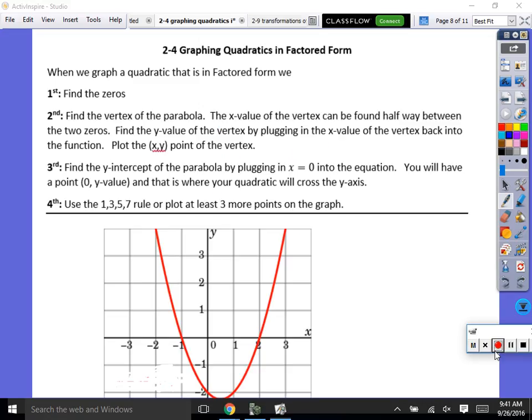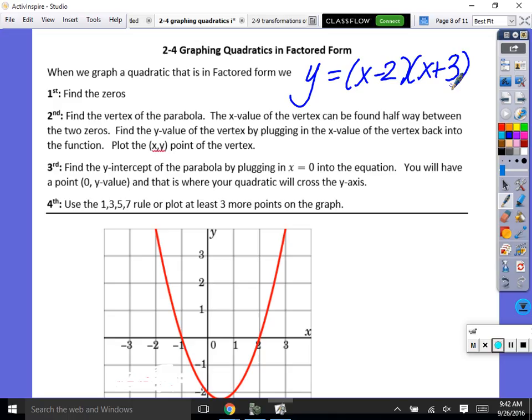Okay, so now we're going to graph. I guess I better turn off the light. If you go back to the teacher class note worksheet, it gives you the steps. So we're going to graph quadratics in factored form, meaning it's not in standard form, ax squared plus bx plus c. It's already factored for you. So it'll look like y is equal to, for example, x minus 2 times x plus 3. Does everybody see the difference between that and standard form? That one's already factored, right?